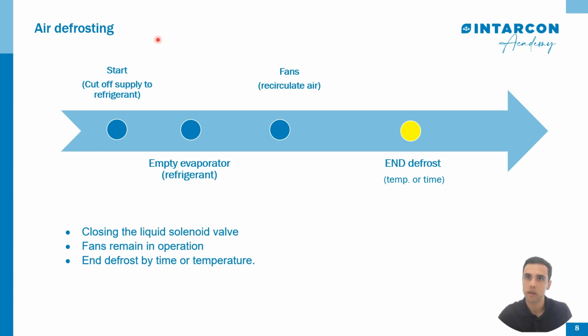First, closing the liquid solenoid valve. The solenoid valve is closed to stop the flow of refrigerant into the evaporator, and next the evaporator is emptied. Fan operation: the evaporator fans remain in operation, recirculating the air in the room. If unpackaged products are present, it is necessary to regulate the fans to prevent the projected droplets from damaging the products. End of defrost: the defrost is terminated by time or temperature, depending on the system configuration.